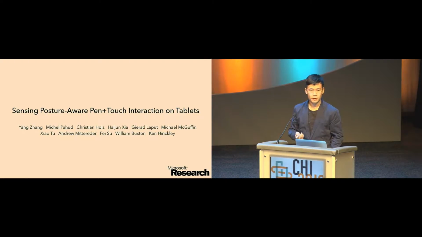Today I'm really happy to be here to present our work on sensing posture-aware pen-and-touch interaction on tablets. This project was done in collaboration with my colleagues at Microsoft Research and the product team advised by Hinckley.